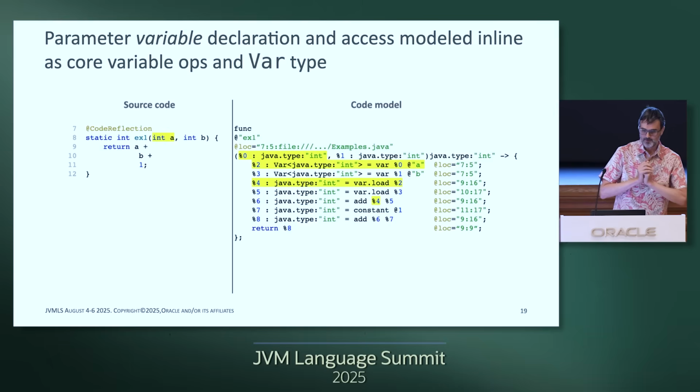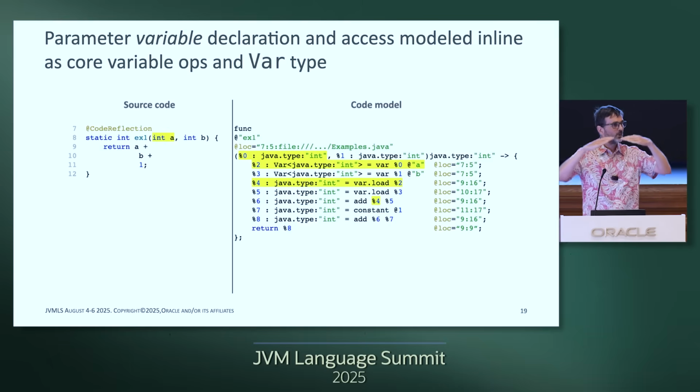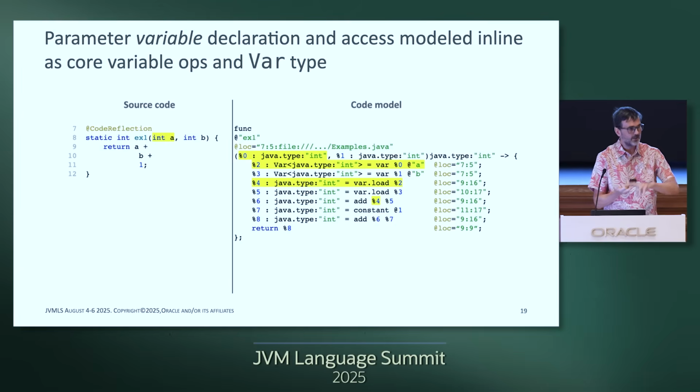The actual parameter variable declarations are modeled in line as core operations that have no correspondence in Java here. We model the variables as operations called a var operation that says, given the value that I'm being initialized with and the name of it, here is a value that is actually a variable. And so we model these in line. So we see the %0 coming in modeling A, but the actual variable is modeled in line and its value is %2. And then we can operate on it to load and store from it.